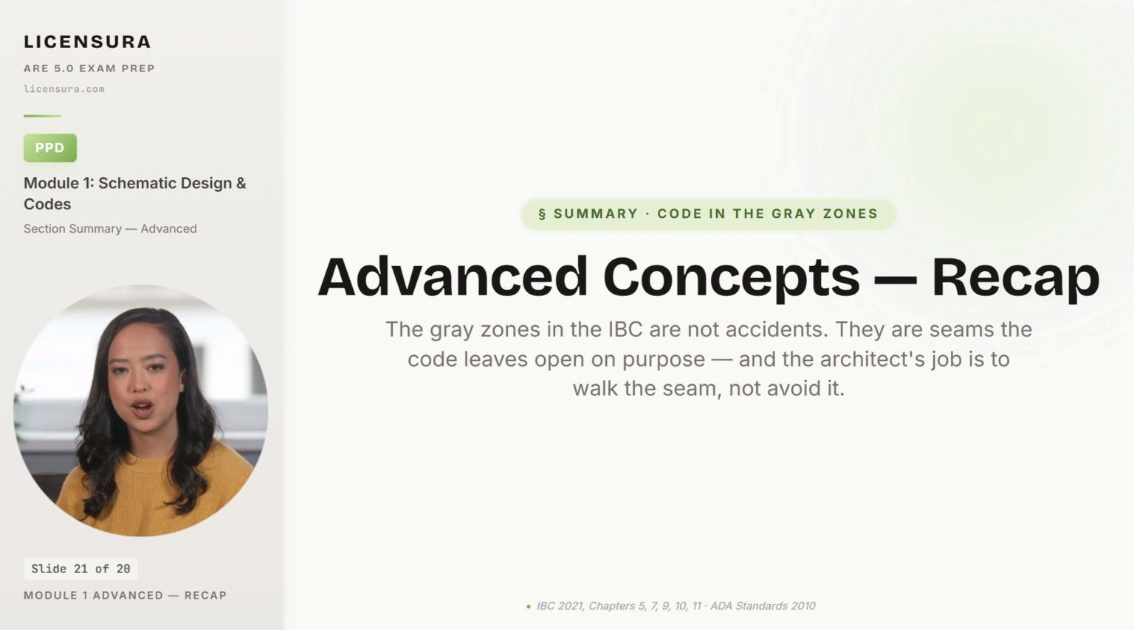Most candidates read code as a list of rules to obey. The advanced level asks a different question. Where does the code leave room for judgment, and how do you walk that opening on the record? The IBC has seams. Mixed occupancy is a seam. Separated and non-separated are both legal, and the architect picks.